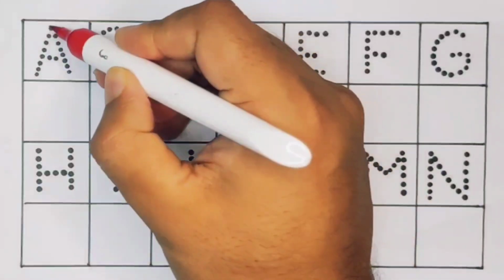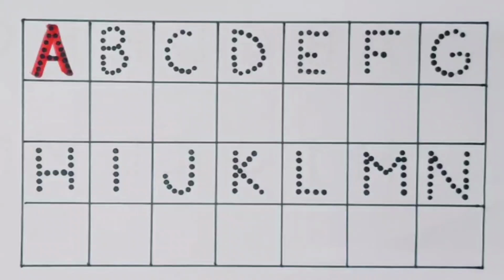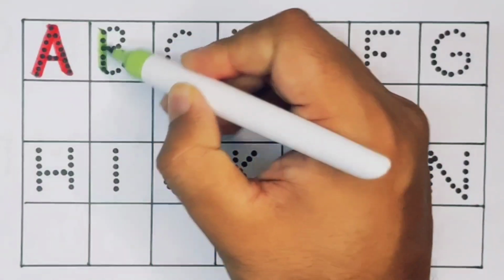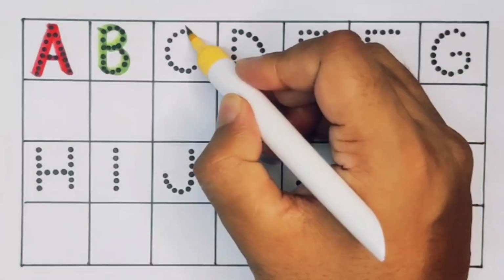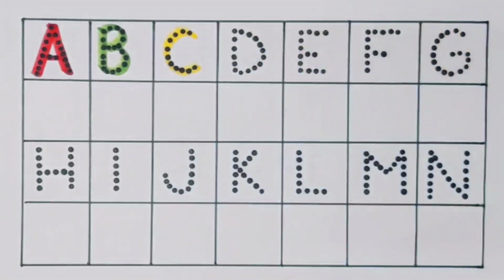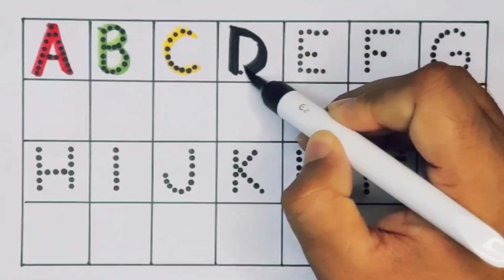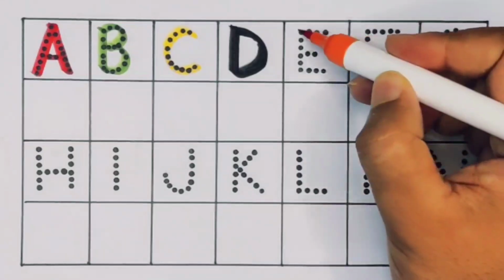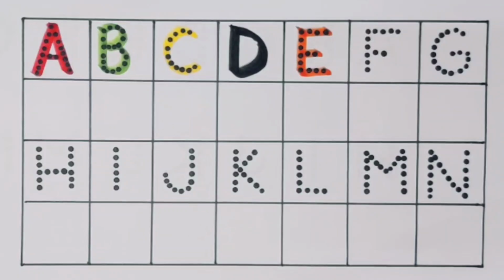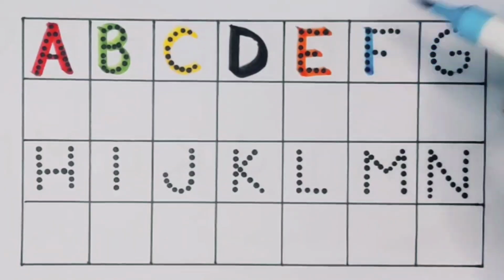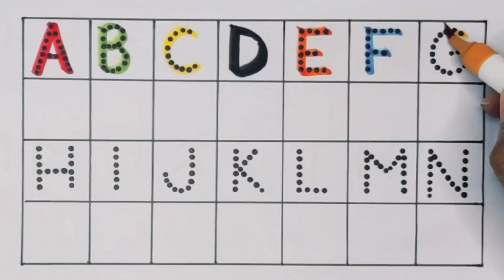First, A for alligator. Next kids, B for bicycle. Next, C for clock. Next, D for doll. Next, E for eggplant. Next, F for flower. Next, G for giraffe.